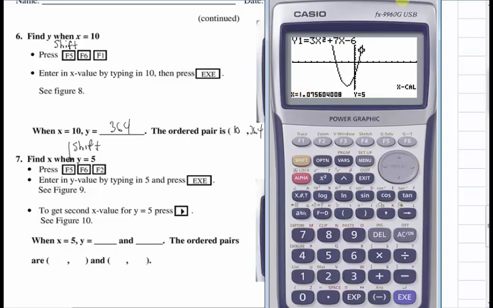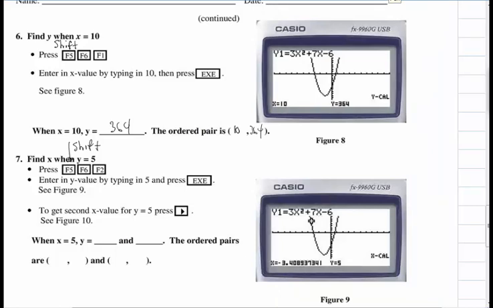All right, so let's enter that in on our handout. So when y equals 5, x can equal negative 3.41, and it can equal 1.08. So our ordered pairs for that would be negative 3.41 and 5, and 1.08 and 5. Okay, so that concludes our discussion on how to use your Casio graphing calculator.